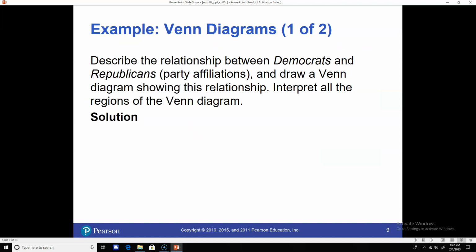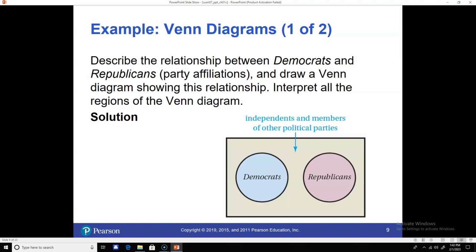Okay, so describe the relationship between Democrats and Republicans and draw a Venn diagram showing the relationship. So basically, this should be a disjoint set because you can't be both a Democrat and a Republican at the same time in terms of being a member of one of the parties. And then there are also independent parties, so they should not represent the entire universe. So you should have basically the disjoint diagram we saw before. Yeah, independent and members of other parties.